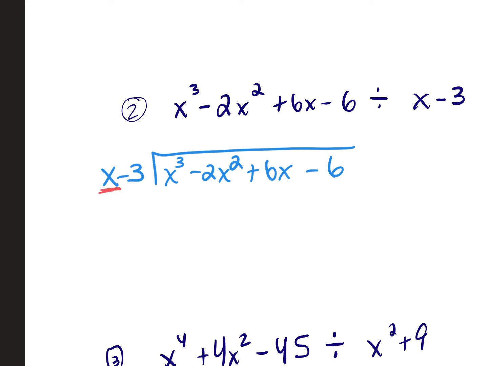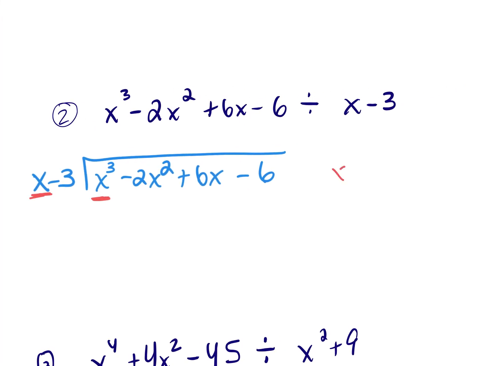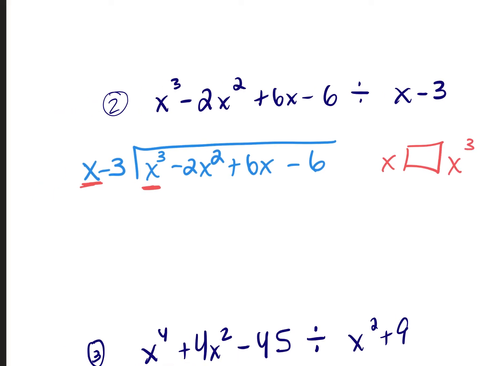First term into first term. x times what, guys, gives me x cubed? x squared, right? So I'm going to put this x squared on top of the other x squareds. Just keep yourself organized. Before you multiply, get your subtraction set up. Everybody see that? Okay, so x squared times x gives me x cubed, right? x squared times negative 3 gives me negative 3x squared. Before I can combine, ladies and gents, what do I need to do?